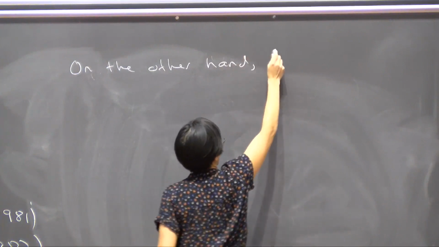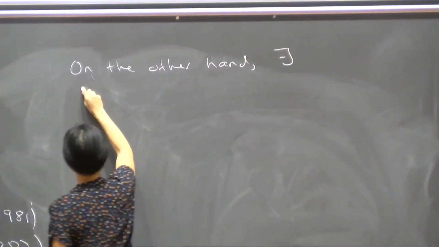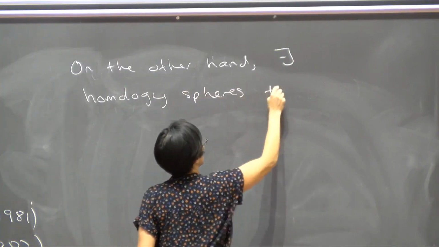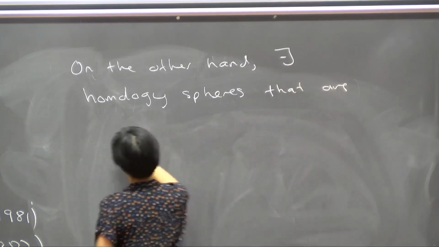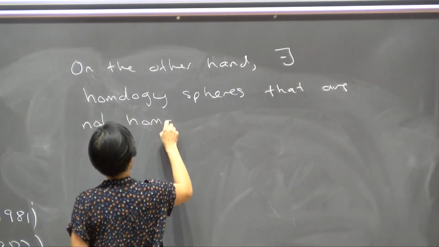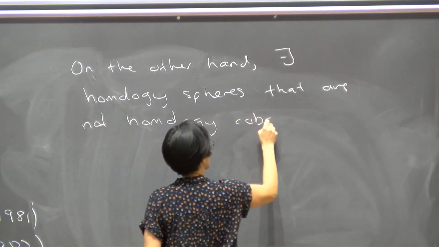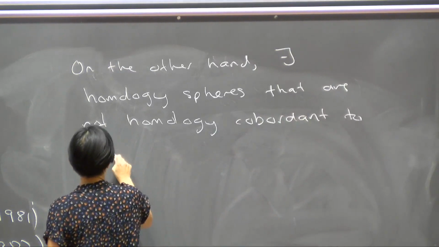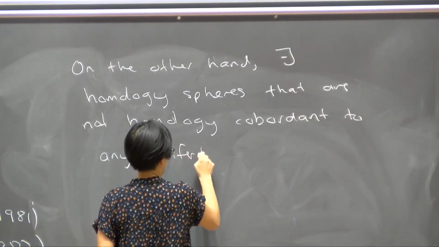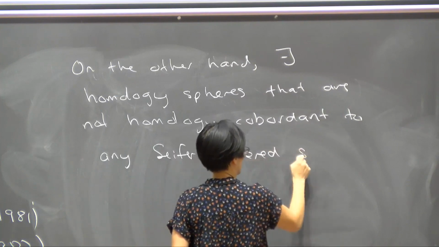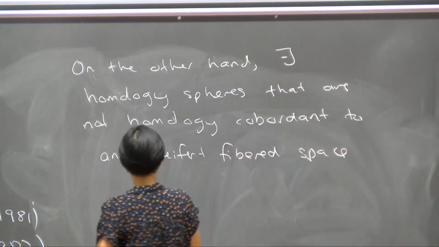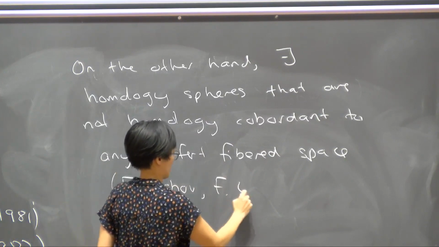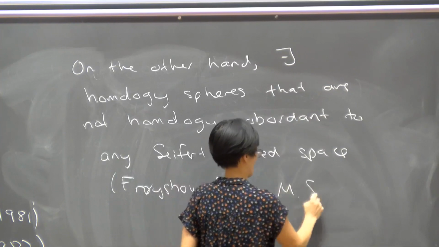On the other hand, there exist homology spheres that are not homology cobordant to any Seifert fibered space. This was proved independently by Froyshov, Francesco Lin, and Matt Stoffregen.